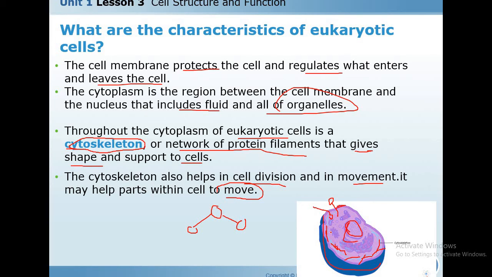Inside the cell there are organelles. Cytoskeletons help these organelles to move inside the cell to perform their function. So the cytoskeleton is a structure inside the cell. The activity of the cytoskeleton that gives the shape and support to the cell is called a function.